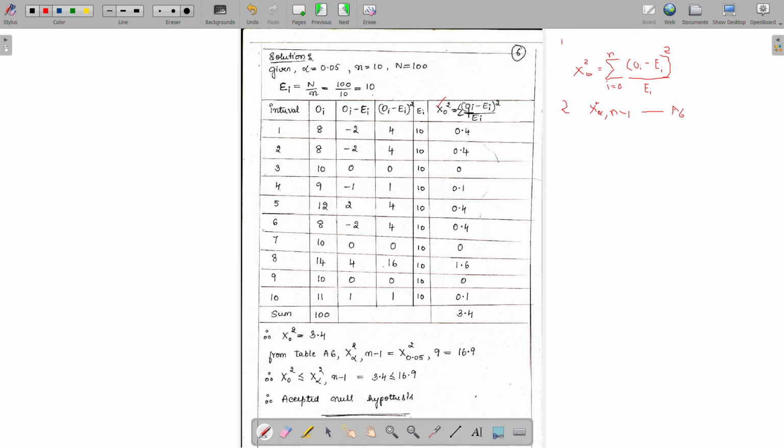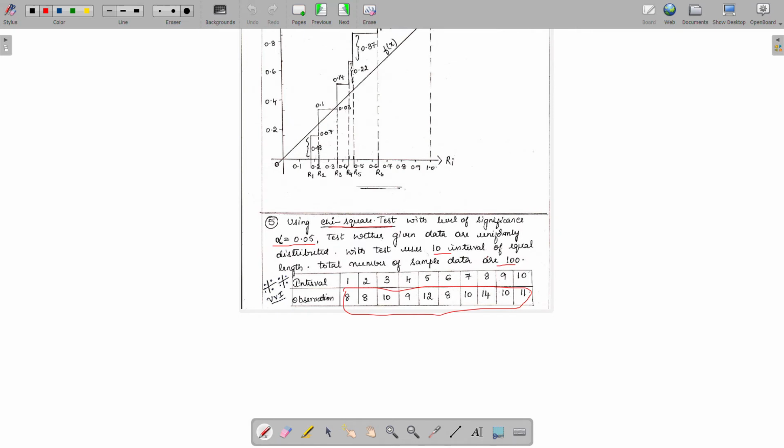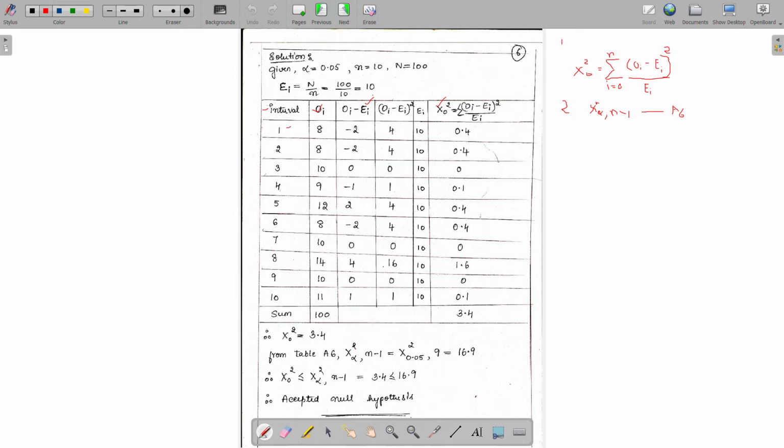Now this equation has been split into the form of a table: interval, observation, expected. Ei stands for the expected value of each interval. Suppose the interval is not given in a question, then the interval will start from 0 to n. If the interval is given, whatever interval is given in the question, write it down as it is. Interval 1 to 10 is given in the question, and the observation is also given in the question.